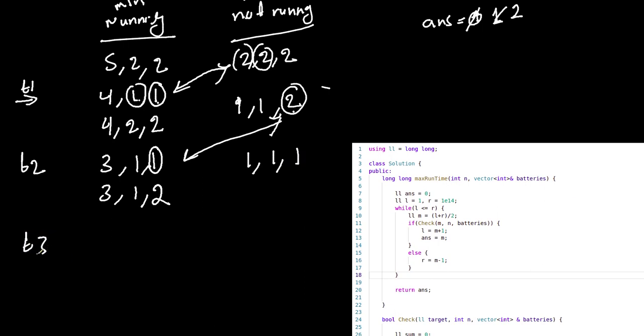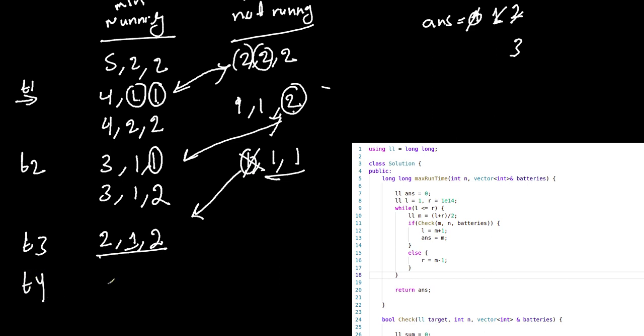Now at time 3, we subtract 1, so this is 2, 0, 2. We don't push 0 into the queue, and we bring 1 battery from the not running queue to the running queue. We add 1 to the answer, so we have 1 and 1 here, and 2, 1, 2 here.